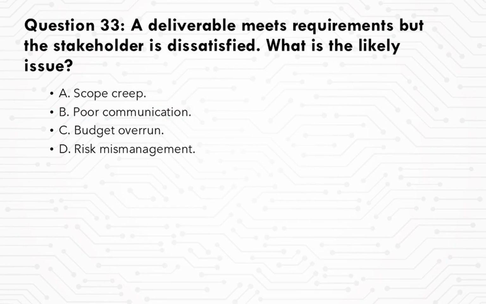Question 33. A deliverable meets requirements, but the stakeholder is dissatisfied. What is the likely issue? A. Scope creep. B. Poor communication. C. Budget overrun. D. Risk mismanagement. Answer: B. Expectations were not properly communicated or aligned.